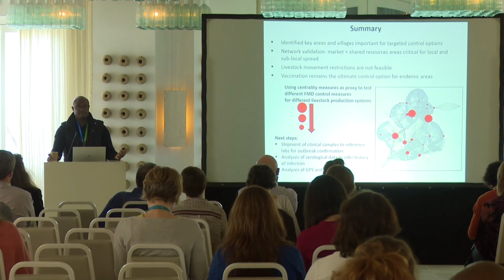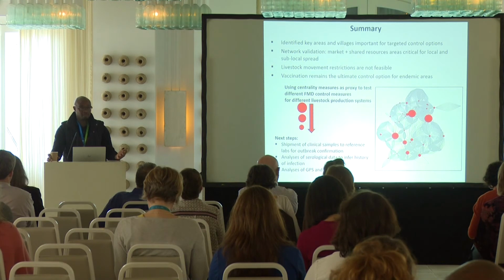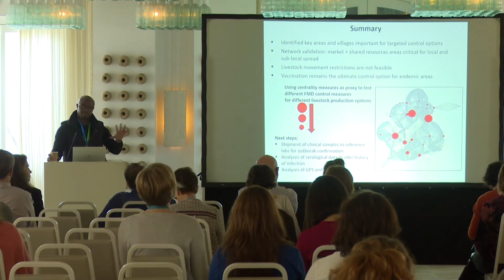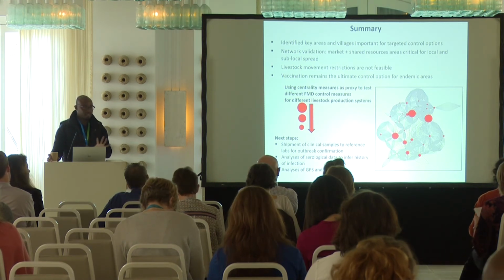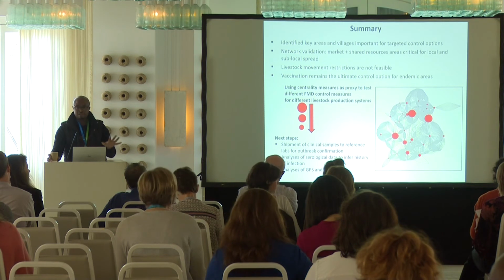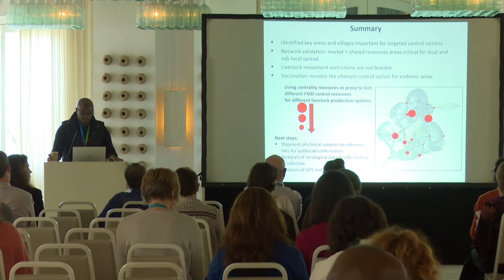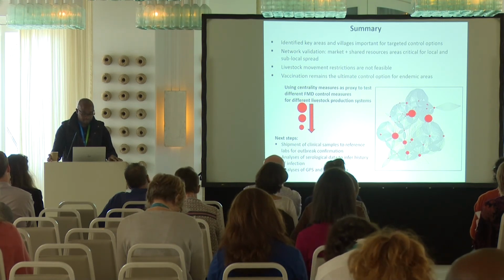So you're talking about 555,000 cattle. How many vaccines are you going to use to vaccinate them? But if you could focus your strategy on this information we have now developed through this network analysis, then that will really help in paving a pathway for FMD control in endemic areas.